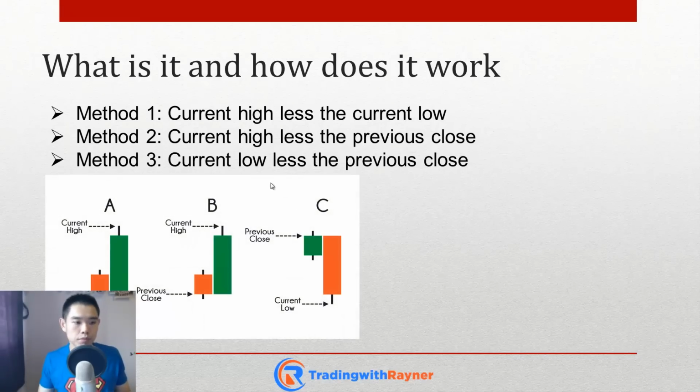For example, if the first one you get is, let's say, a bullish engulfing pattern, you go with method 1. Let's say image A. Method 1, current high less the current low. This is the high minus the low, and this will give you the true range of this market that you are looking at. If, let's say, you have a bearish engulfing pattern on your chart, what you'll do is take the current low minus the previous close to give you this range over here. So that's how you calculate the true range on your charts.